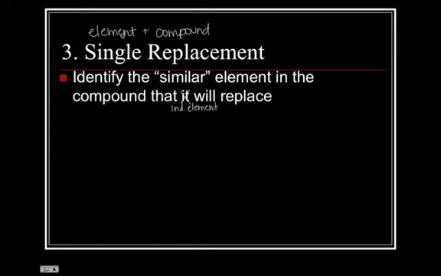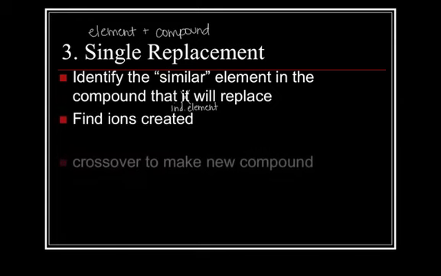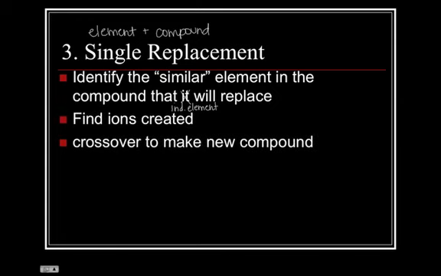So whatever the element is, it's going to replace an element in the compound that's similar to it. So if the element is a metal, well then it's going to replace the metal in the compound. Or if the element is a non-metal, then it's going to replace the non-metal in the compound. So identify whatever the similar element is, figure out what ions are going to be made, and then crisscross or cross over to make your new compound. And of course we have examples coming.